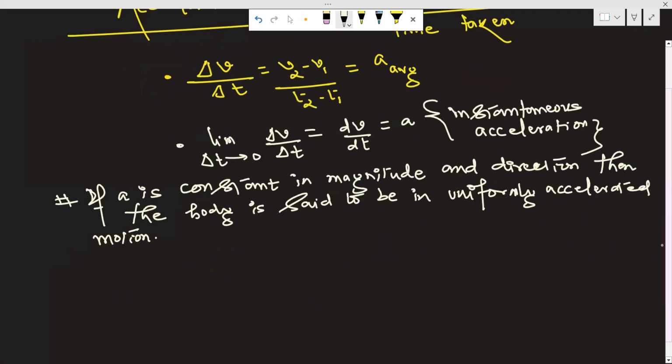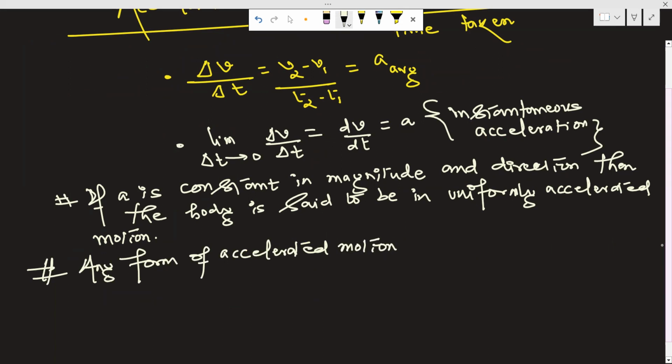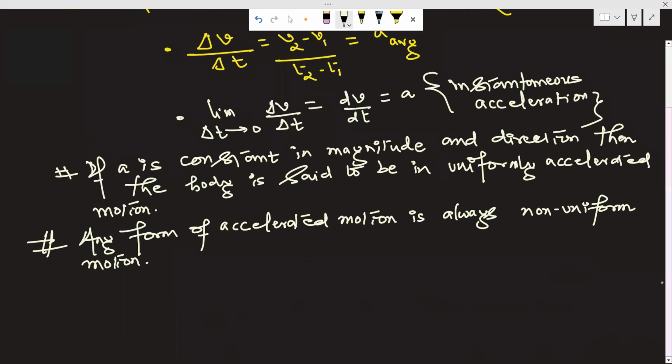ठीक है, but remember that any form of accelerated motion, चाहे वो uniformly accelerated हो या ना हो, कोई फर्क नहीं पड़ता, is always non-uniform motion, क्योंकि velocity change कर रहा है। तो कोई भी form of accelerated motion हमेशा ही non-uniform motion है, right?